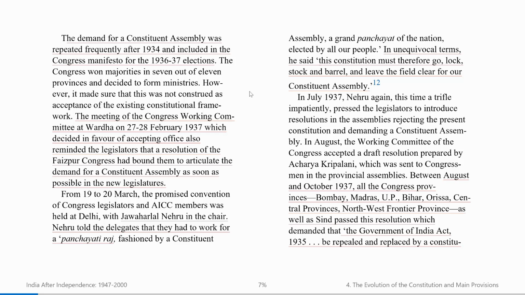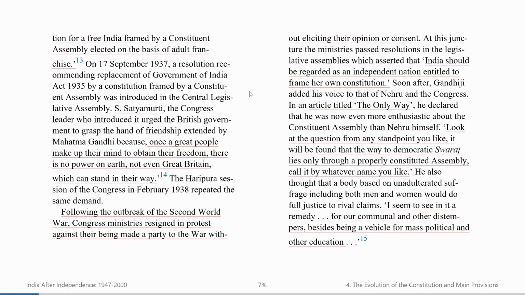The idea was demand, and resolutions were passed from August to October in all Congress provinces, from Bombay to the Northwest Frontier Province as well as Sindh, which demanded that the Government of India Act 1935 be repealed and replaced by a constitution for free India framed by the Constituent Assembly, elected on the basis of adult franchise, that anyone above the age of 21, at that time it was 21, not 18, should be allowed to vote. Then S. Satyamurthy also talked about this, and he said that once a great people make up their mind to obtain freedom, there is no power on earth, even Great Britain, that can stand in their way.